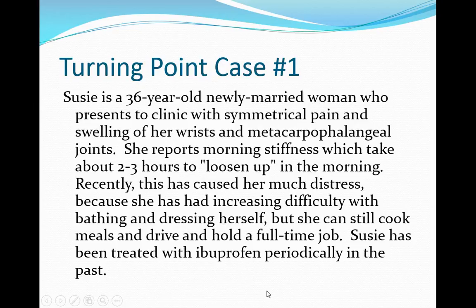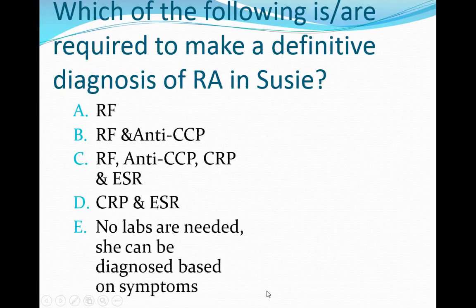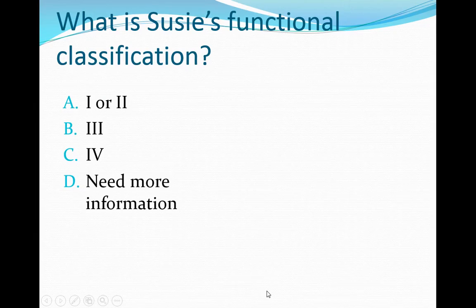I'm just going to do one case real quick. So here's a typical patient, and she is diagnosed with RA. If you look at this, what do we need to diagnose her? We would look at number C. C would be our acceptable thing because we want to be able to evaluate everything. We have to have that score be 6 out of 10. We're going to need all those factors to be able to diagnose her. Her classification would probably be a 1 or 2.